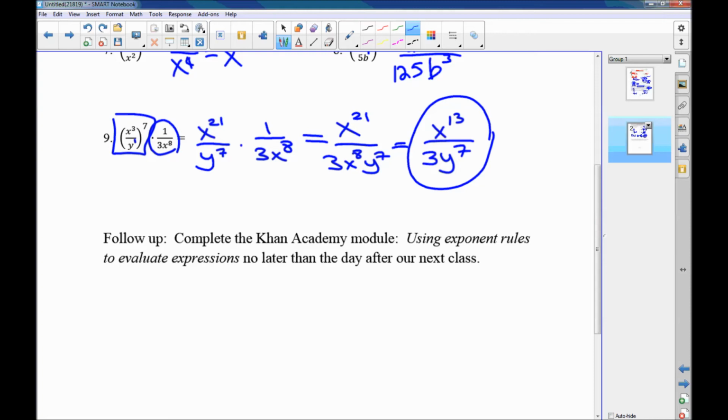All right, so you have a follow-up here. It's complete the Khan Academy module using exponent rules to evaluate expressions, and is due no later than the day after next. It does not include the division ones, so it's just a review of the stuff we did last class. So you should be able to complete it hopefully, but if not, it'll let you know you need some more practice with the last lesson.